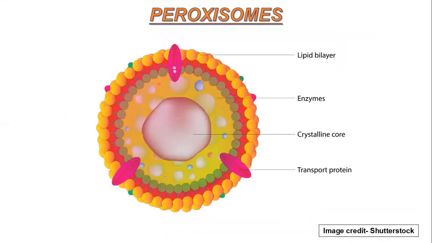Now here we have the structure of peroxisome. So on the outer surface there is lipid bilayer. Then at the center there is crystalline core. Then here are the presence of enzymes and these are the transport proteins.